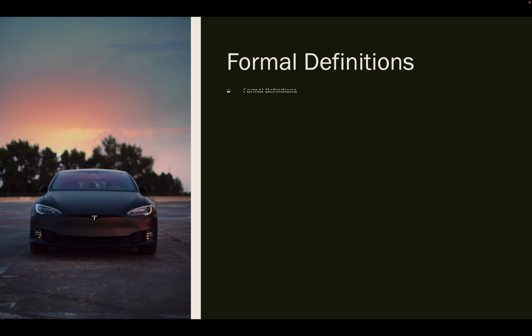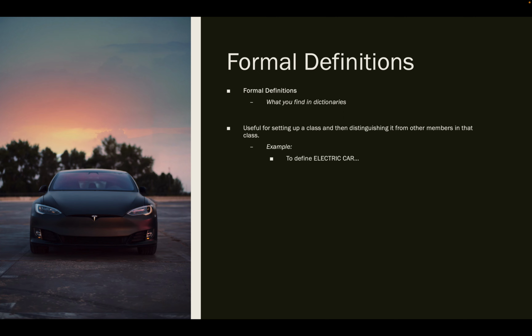First, we've got formal definitions, which is basically just what you would find in dictionaries, but it's important when you are writing arguments because it classifies things. So it's useful for setting up a class and then distinguishing it from other members in that class. For example, if we're talking about the electric car, there's a lot of different types, a lot of different brands, all that kind of thing. Let's say we were looking to buy an electric car, or let's say we were making an argument about whether the Prius or the Tesla is the better car, then we would have to specify all those things.